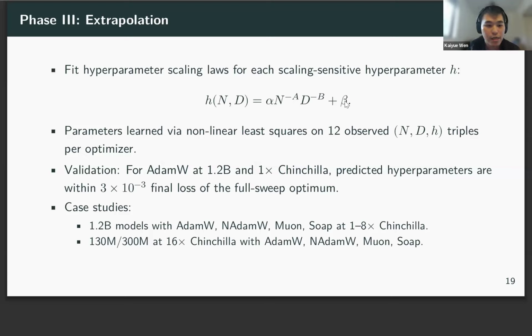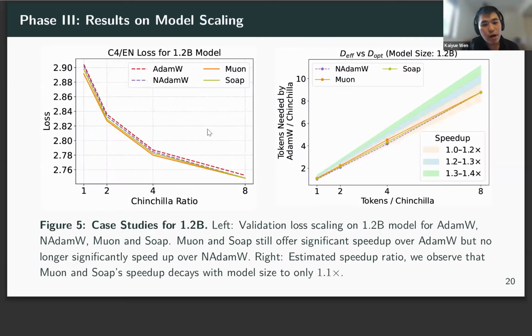We do two kinds of extrapolation study. The first is that we study larger models, which is the 1.2B models, and the other is a more overtrained region, where we study 16x Chinchilla on the smaller models. The result of the model scaling is particularly pessimistic, and to be honest, unexpected from us, because we observe a very high speedup of Muon compared to AdamW on the smaller model. Although it's decreasing, it's only decreasing from 140% to 30%, which is still a very high speedup.